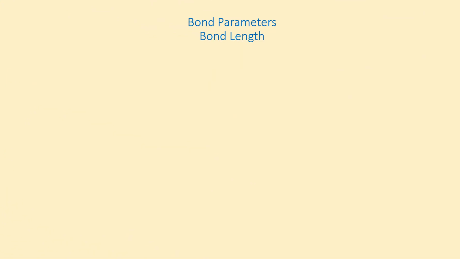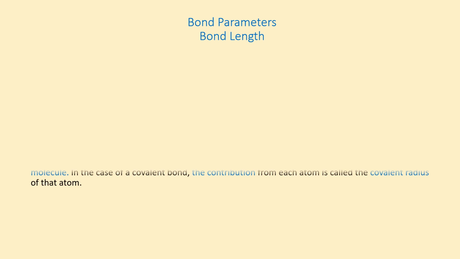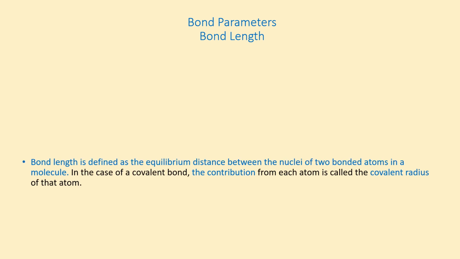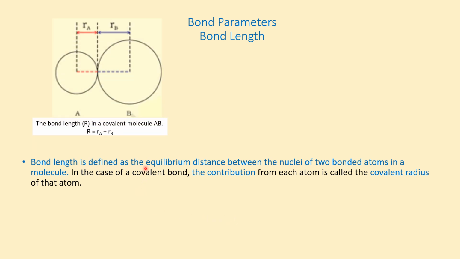Bond parameters, and in this the first parameter is bond length. Bond length is defined as the equilibrium distance between the nuclei of two bonded atoms in a molecule. Please see the figure above. The bond length R in a covalent molecule AB is shown. Here A and B are two elements, and their molecule is AB. Here R is equal to RA plus RB.